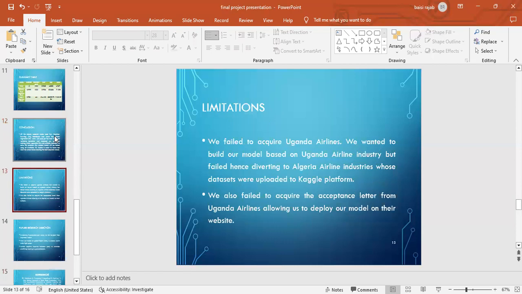The limitations: I talked about sending the request letter, but to date, we haven't been able to get a response from them. We even failed to get the Uganda Airlines data set. We were in touch with our supervisor and we tried everything. Madam Rose gave me the letter, I sent it there, but we were unable, and time was running out. So that's why we turned to the cargo platform, and we got an African-based airline since we wanted to make a prediction model based on Africa, not Europe, and we were able to get the data of Algerian Airlines.